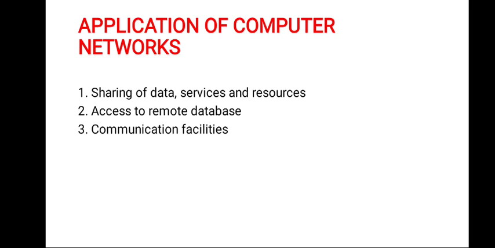Other than that, communication facilities are also there. That means we are using the computer network to communicate with different people sitting around the world. If some relative or friend is situated in a different country, you can talk to them, you can do video calls with them, you can communicate with them not only in written form but also in verbal, interactive form. So this communication facility is provided by the computer network. So these were the different applications of computer network.